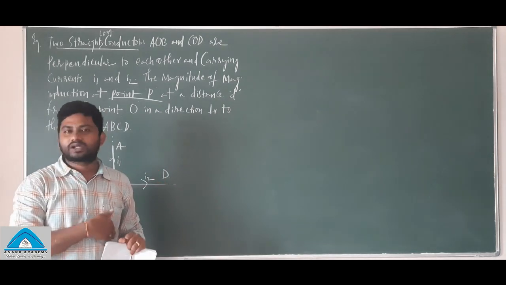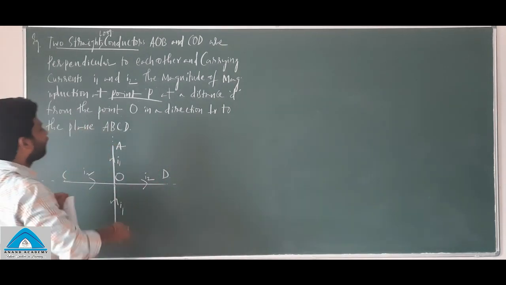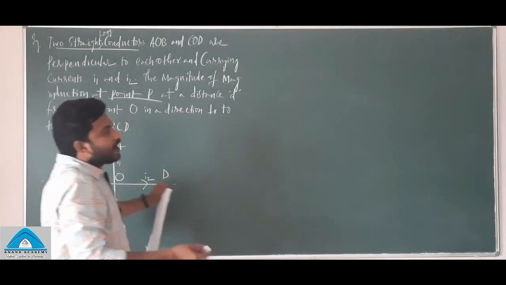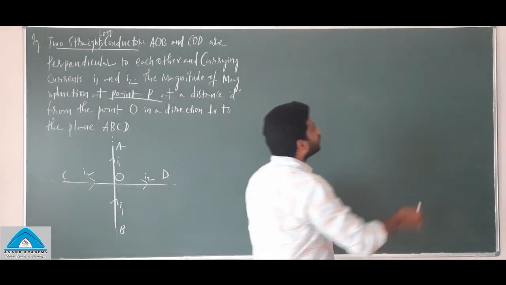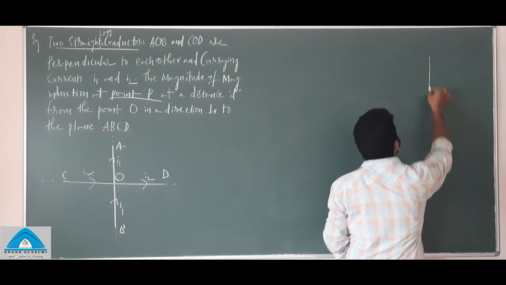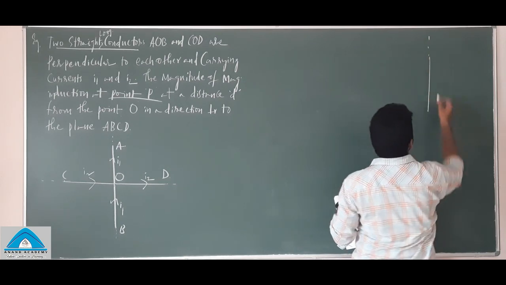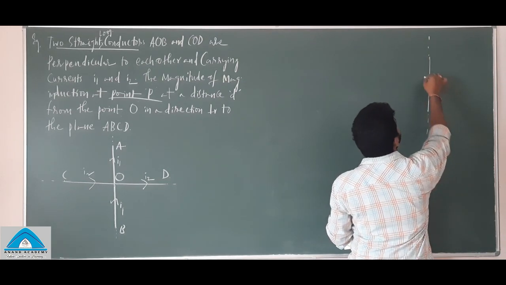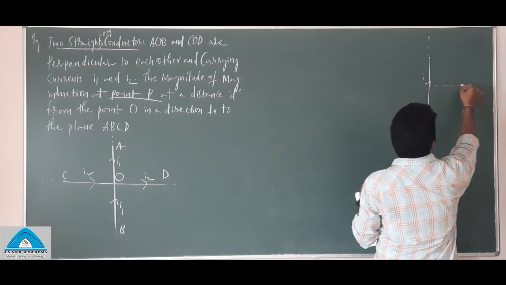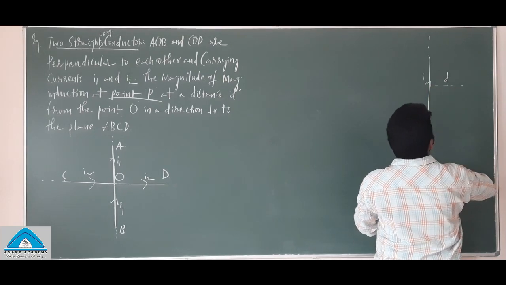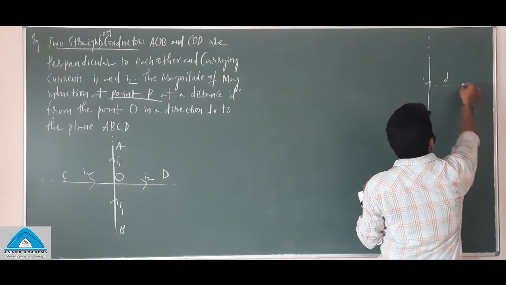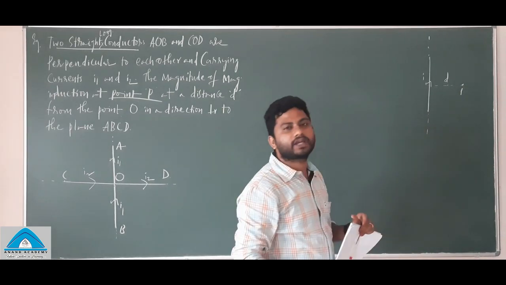We need to find out, and it's so simple here. Before moving into this numerical, I'll just give you the formula behind this one. If there is an infinite wire to which the current I flows, at a distance D there is a point P. What is the magnetic field at point P here?